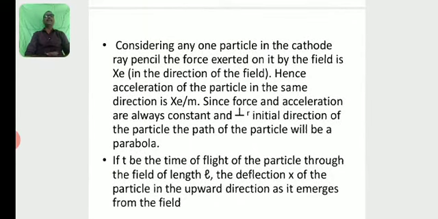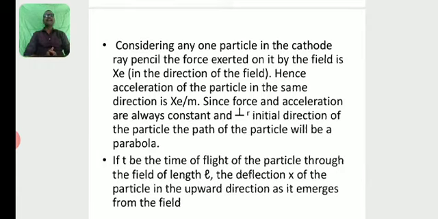Considering any one particle in the cathode ray beam, the force exerted on it by the field is XE. Here the intensity of the electric field is X, and this indicates the force experienced by the electron.